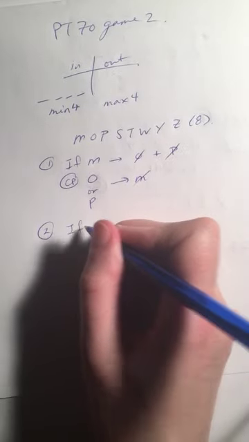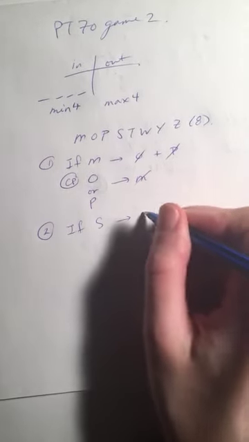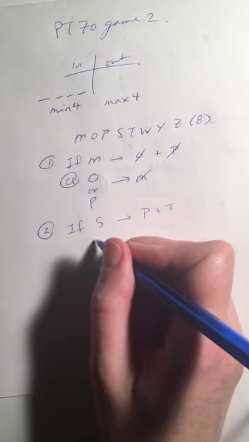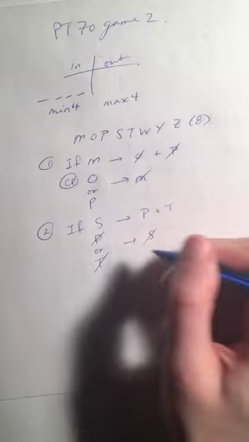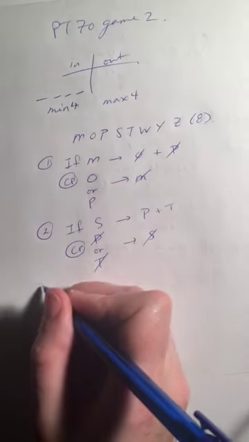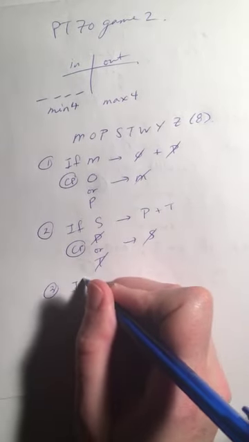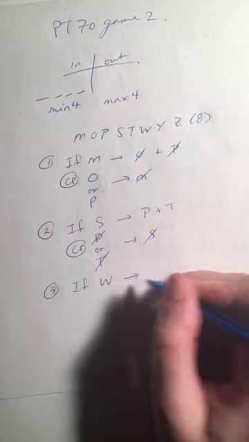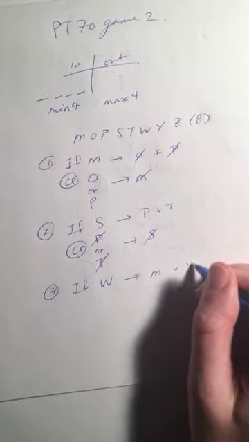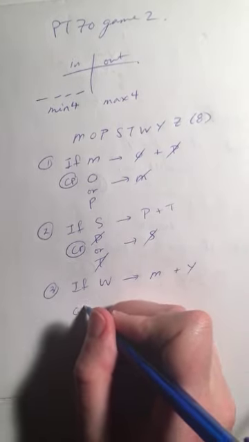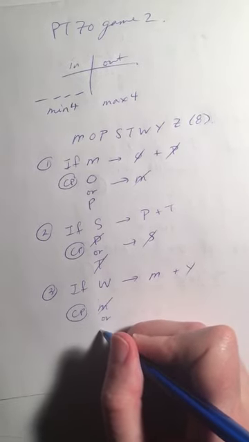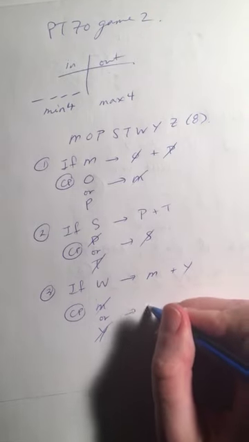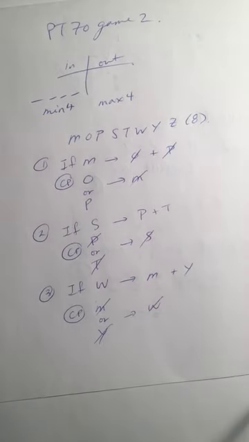Rule 2, if S is on the team, then P and T must be. If P is not or T is not, then S is not. 3, if W is on the team, then M and Y must be. And the contrapositive is that if M is not on the team or Y is not on the team, then W is not on the team.